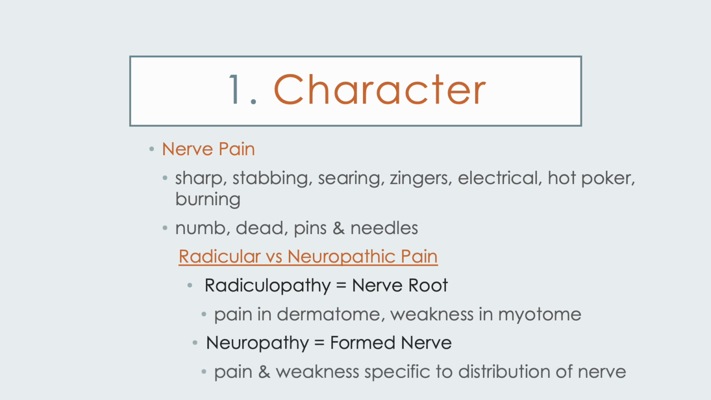Neuropathy, on the other hand, is a lesion of a formed nerve that contains multiple nerve roots. For example, a lesion of the sciatic nerve, which leaves the lumbosacral plexus containing the nerve roots of L4 to S3. The patient will experience pain and weakness anywhere in the distribution of the sciatic nerve.